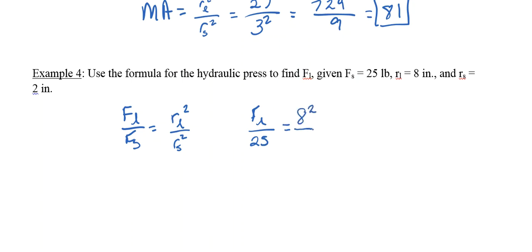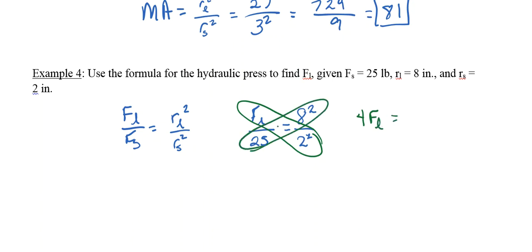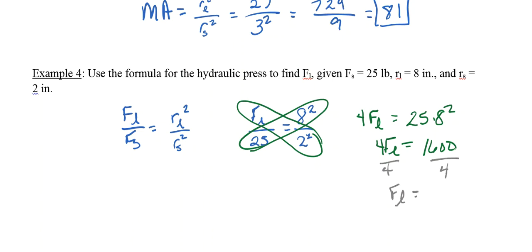Remember, we always square our radii. And the bottom one is 2. So I'm going to do all the math together. 2 squared is 4, so that gives me 4FL. And I'm going to go ahead and do 25 times 8 squared. So that's 25 times 64, so I get 1600. So I'm going to divide by my 4. 1600 divided by 4 is 400. So the larger force is 400 pounds compared to the smaller one only being 25.